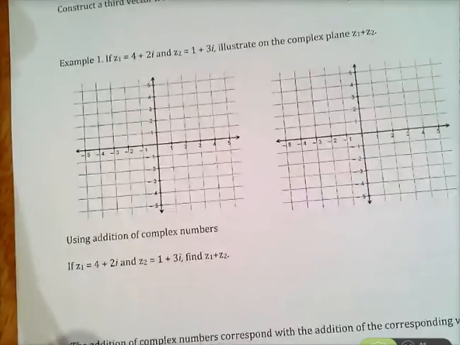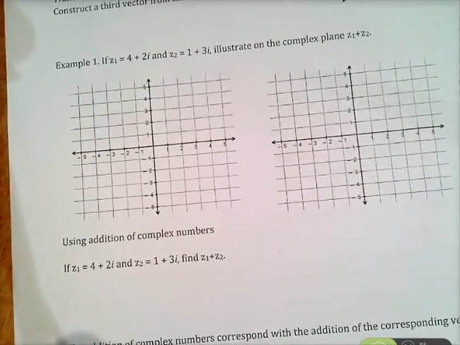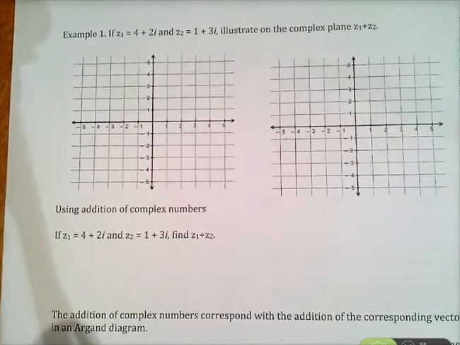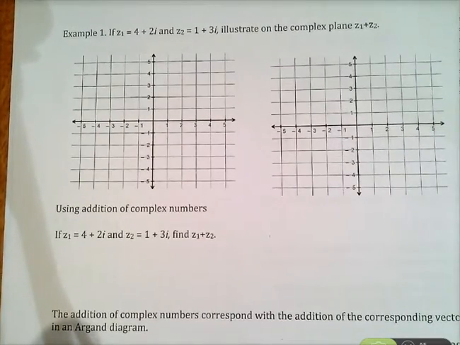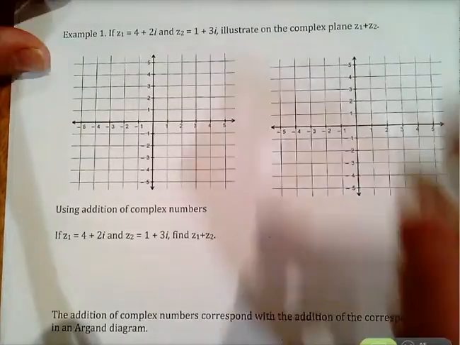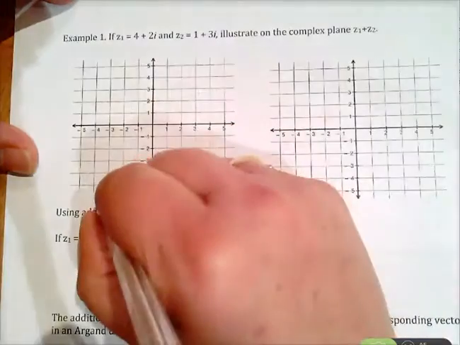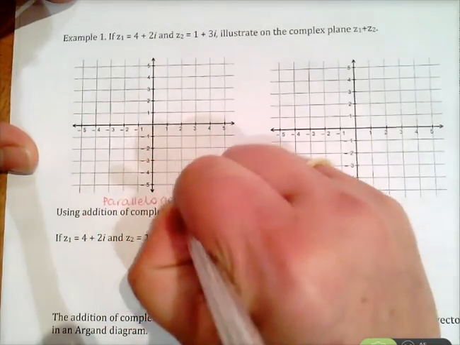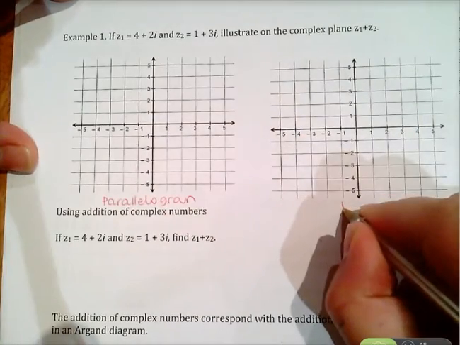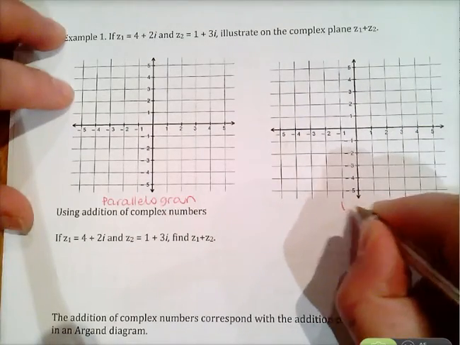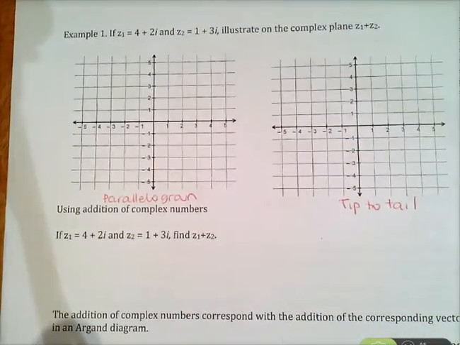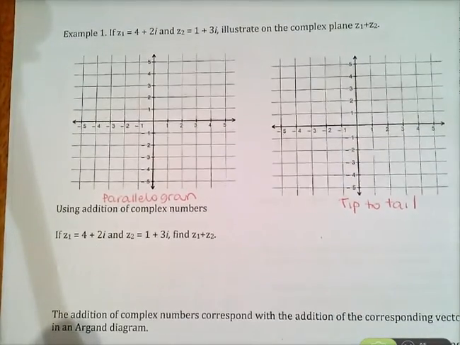So what we're going to do here is use both methods, and add the complex numbers 4 plus 2i and 1 plus 3i using both methods. The first method I'm going to use is the parallelogram method. And here I'm going to use the tip to tail method, the physics method. So parallelogram method, let's start with that first.